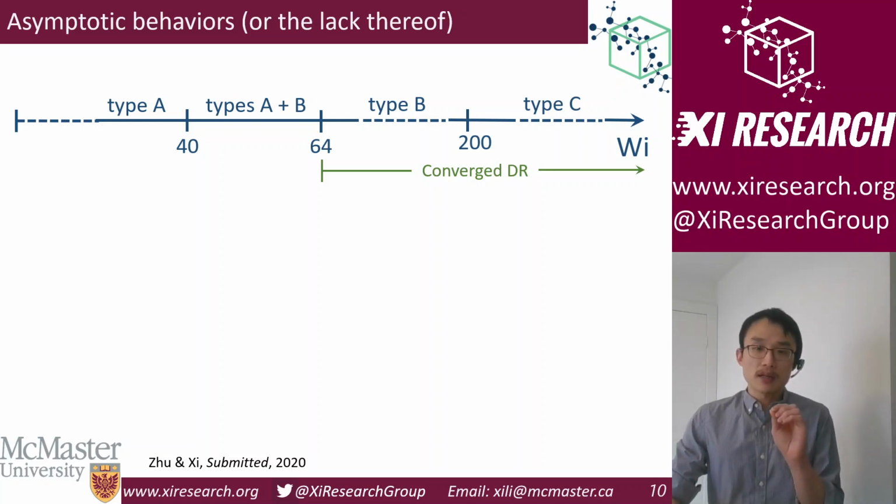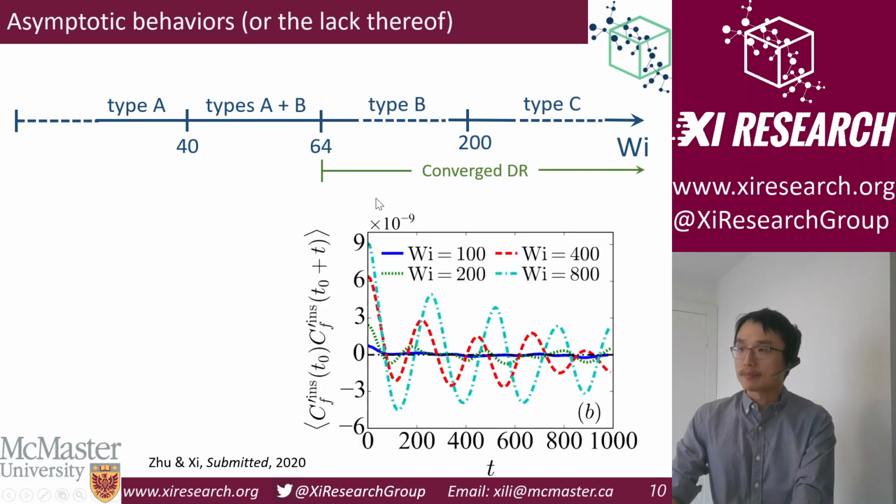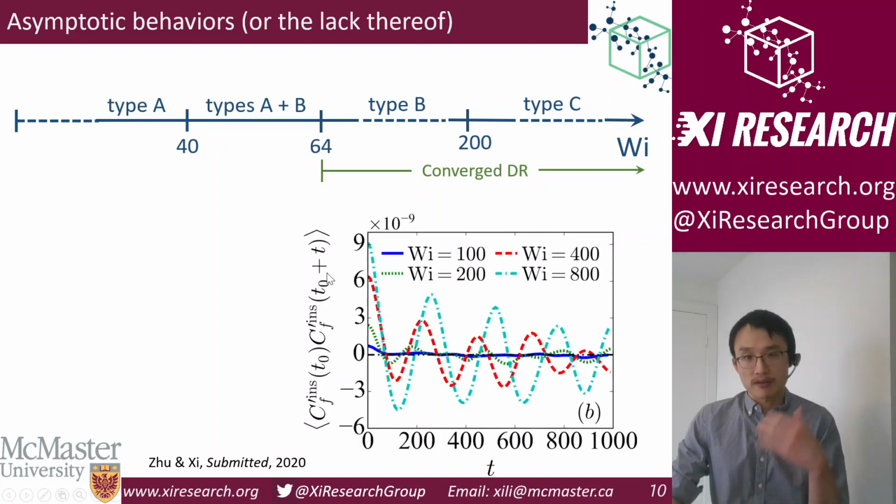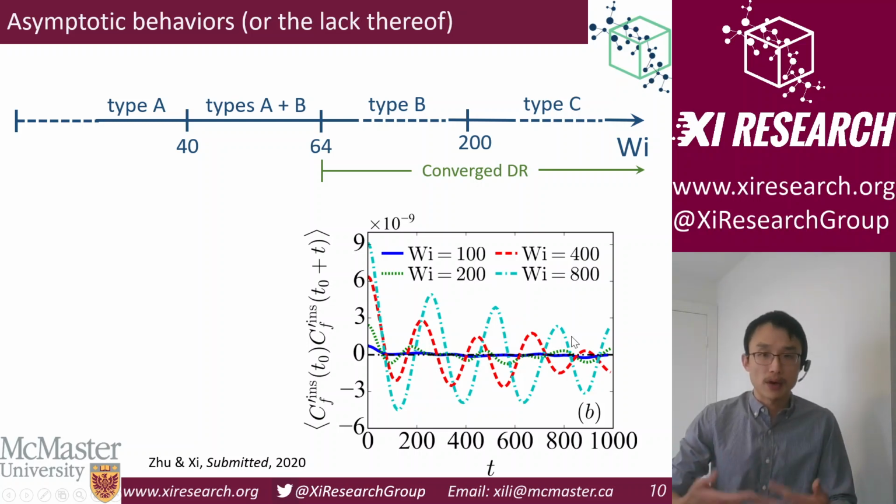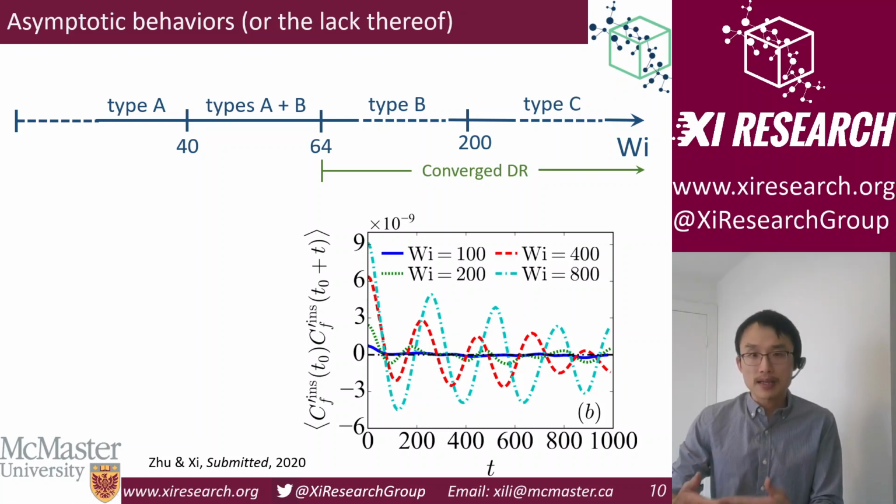But that's not even the end of the story. We can further look at the time correlation function of the instantaneous fluctuation in the friction drag. For Weissenberg number equals 100, which is still within the type B cycle, you see a kind of monotonic decay, which is representative of this intermittent chaotic behavior. But starting from Weissenberg number equals 200, we start to see these kinds of oscillations here, which represents this quasi-periodic dynamics in the type C cycle.